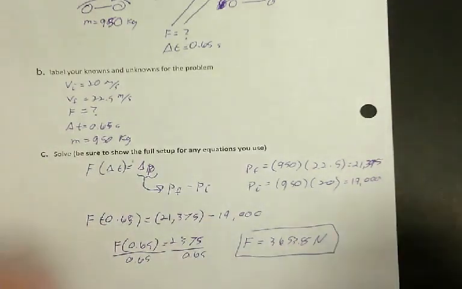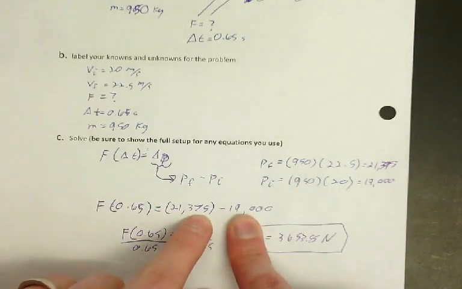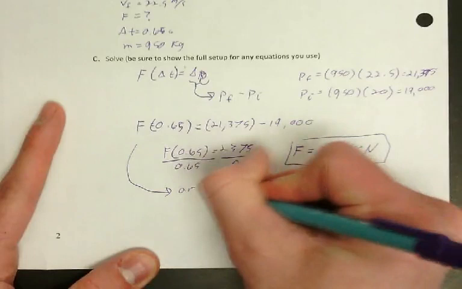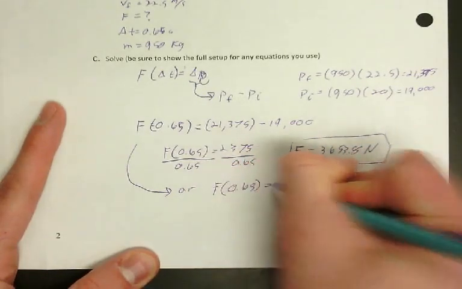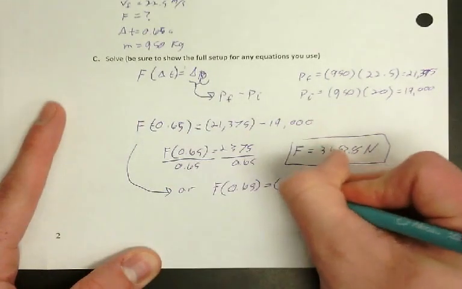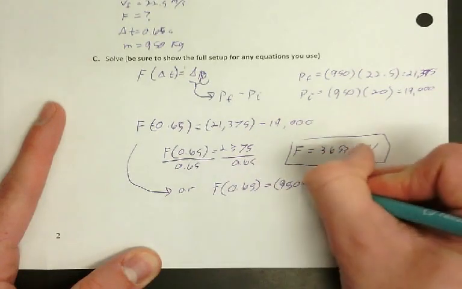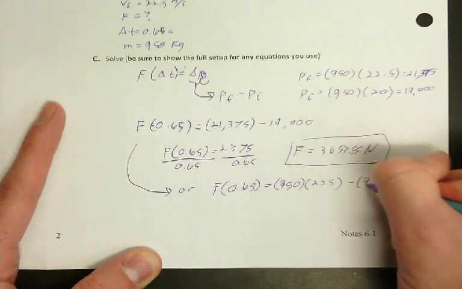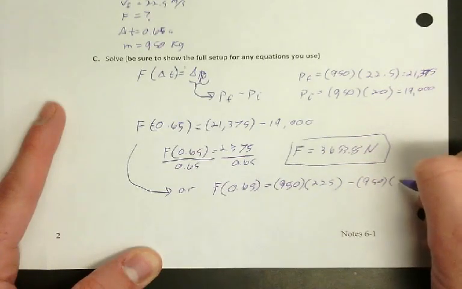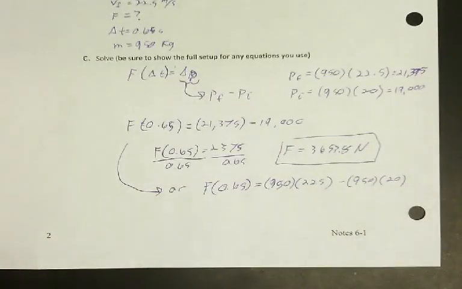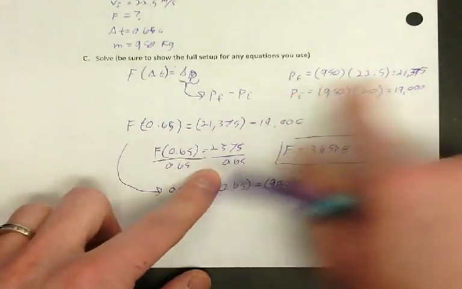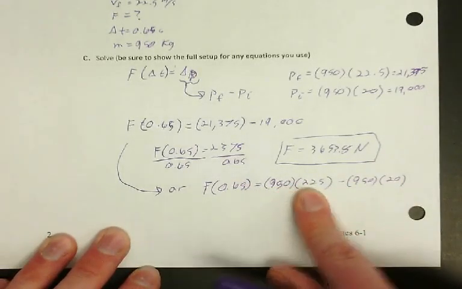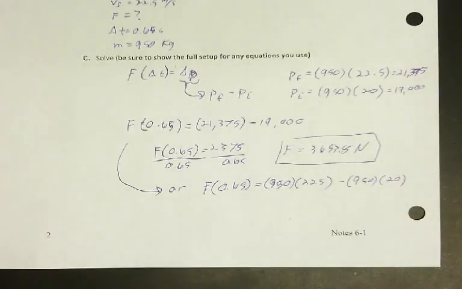And there you go. Some people don't like to solve these separately. Some people like to do them all at once. So another way you can do this is to write it like this: F times 0.65 equals MV final minus MV initial. So you could write it as 950 times 22.5 minus 950 times 20. You'll get the same answer. It's just a different way to set it up. If you don't like doing PF and PI separately and then plugging the numbers in, you can just plug in the values for them directly. Either way, it will give you the same thing.